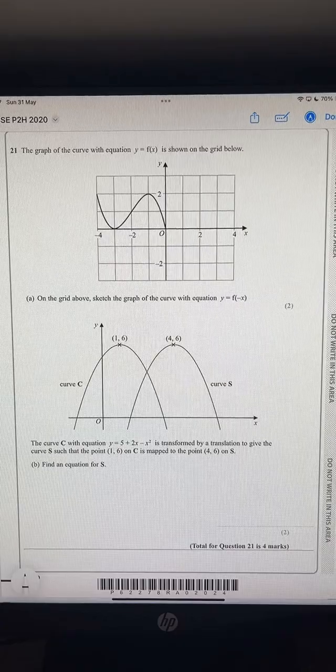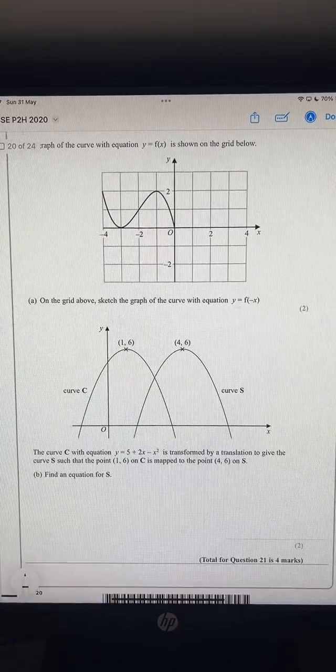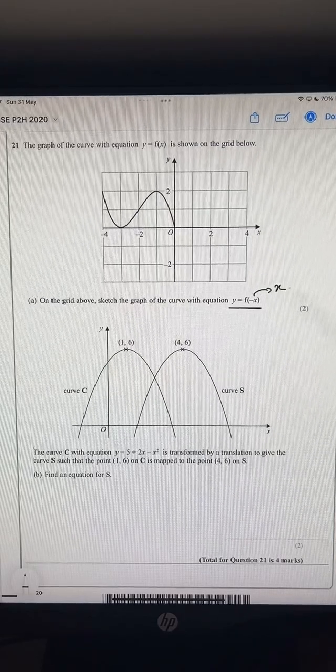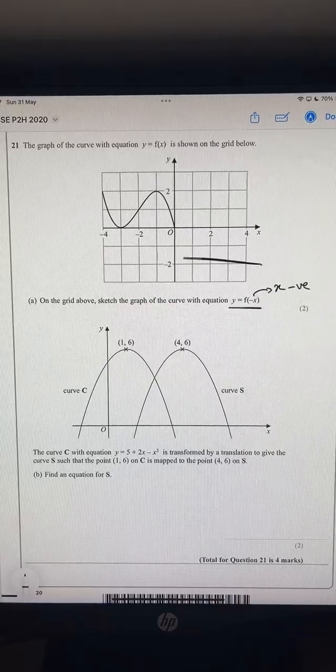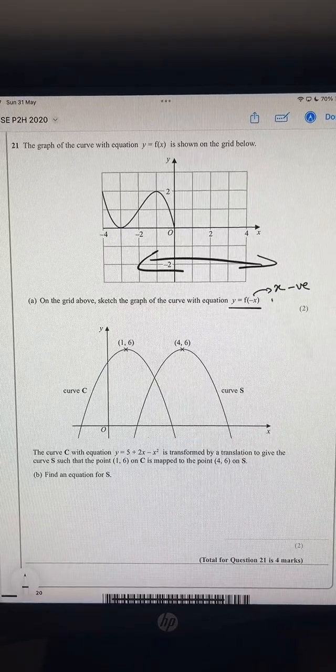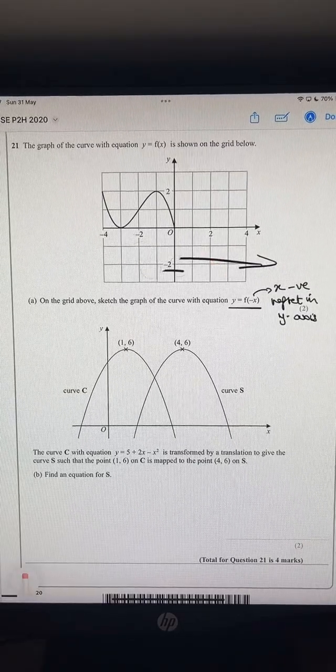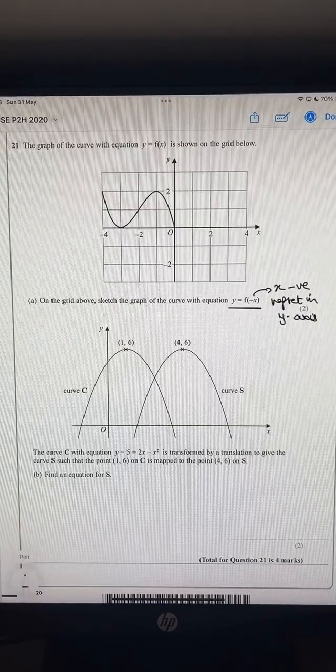They don't actually care what this equation is. On the grid above, sketch the graph of the curve with the equation y equals minus f of x. Sorry, my bad, I read that wrong. It's f of minus x, that's the important part. So here, the x is becoming negative, and because x is negative, it's a reflection in the y-axis. That's how I like to visualize it. Else, just remember where the negative sign is and what that means.